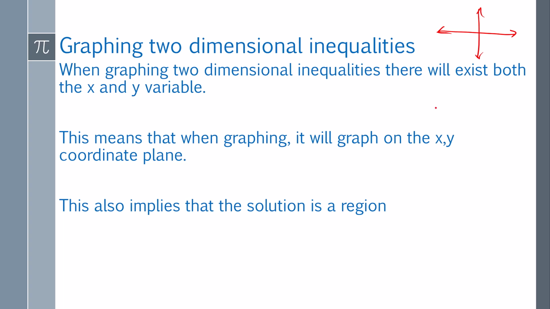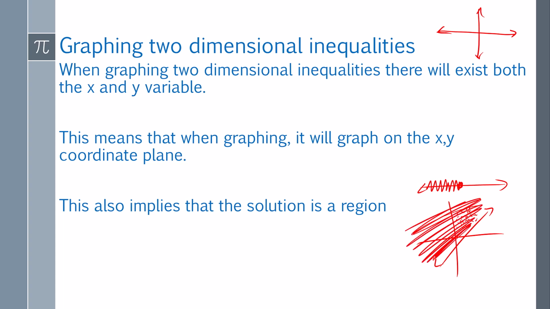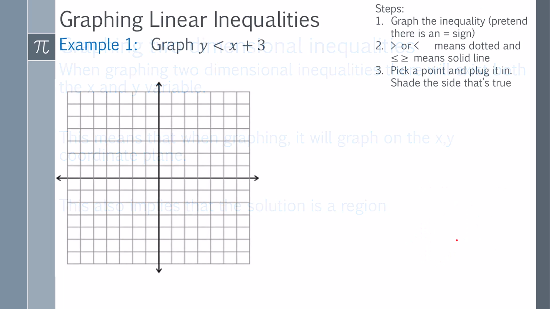Now, instead of just a number line with a value and some shading, we now have a two-dimensional space, which means the solution is going to be a bunch of points. The solution is going to be a region of the graph that we shade in. So let's look at our first example.